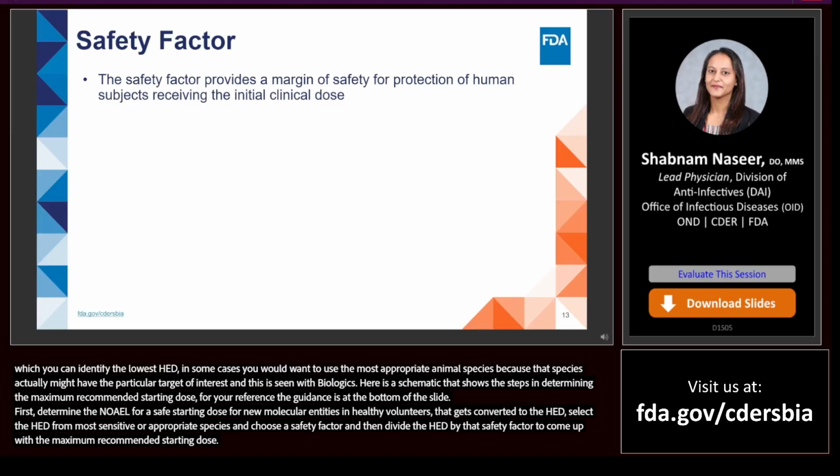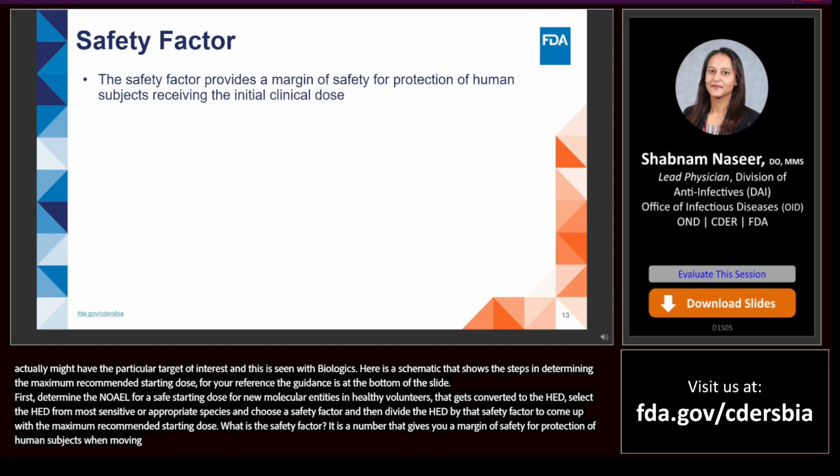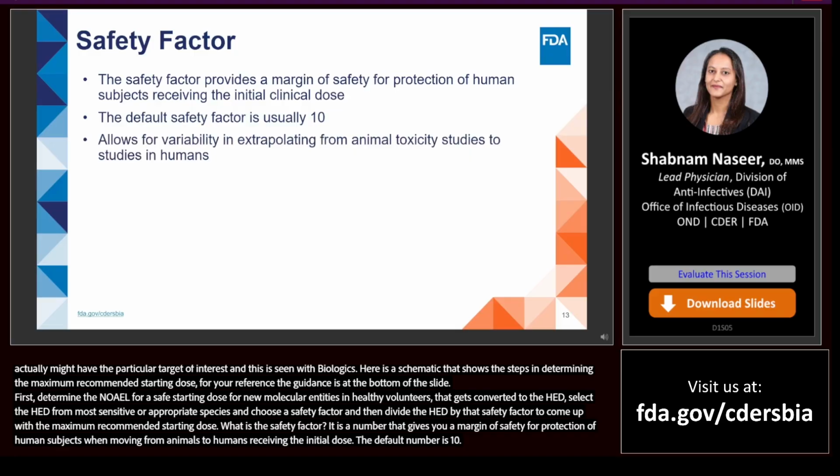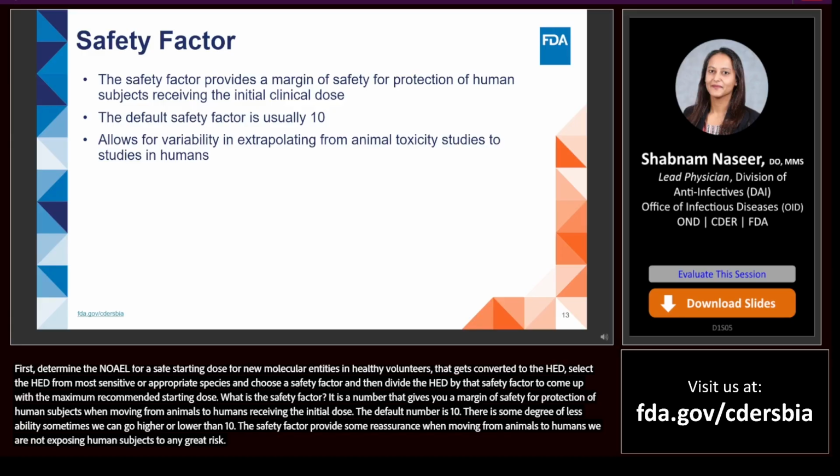It's a number that gives you a margin of safety for protection of human subjects when you're moving from animal studies to humans receiving the initial dose. The default number is 10, but there is some degree of flexibility, and sometimes we can go higher or lower than 10. The safety factor provides us some reassurance that when we're moving from animals to humans, we're not exposing human subjects to any great risk. One knows that there's variability when you move from animals to humans, and the safety factor allows for that variability to be accounted for.